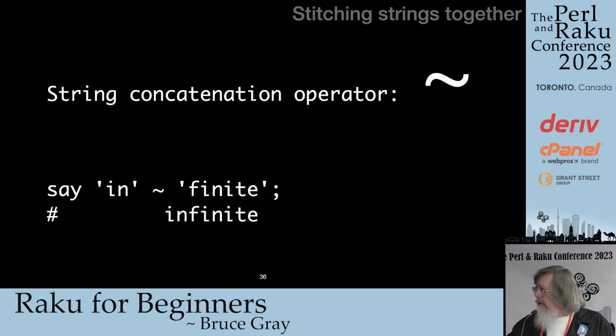Our concatenation operator is the tilde. It was the dot in Perl. It's the tilde now because we needed the dot for something more important. Larry says you should think of it like you're stitching together two strings, right? That's how you remember it. We'll also see it later as a string type coercion.